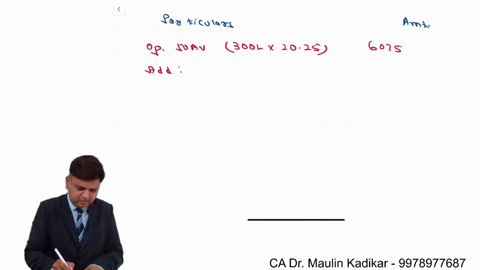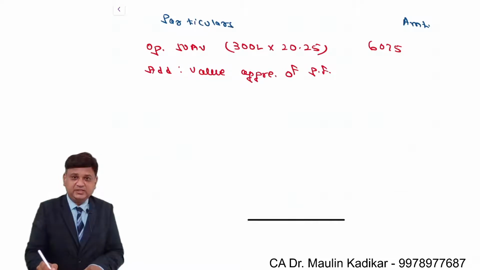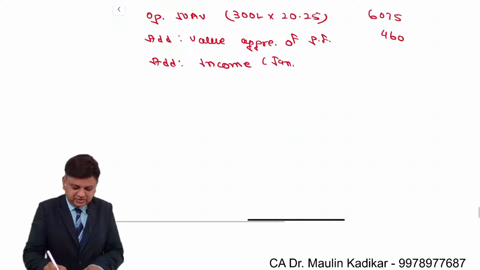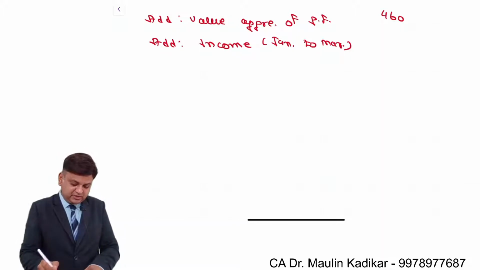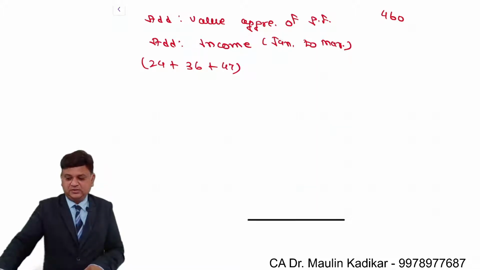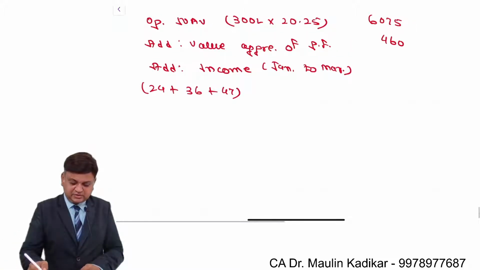And value appreciation of the portfolio. Value appreciation of portfolio. It is 460 lakhs. Again add income. In bracket I am writing January to March. Income for the month of January is 24 lakhs, 36 lakhs and 47 lakhs. So 24 plus 36 plus 47. That comes to 107 lakhs.